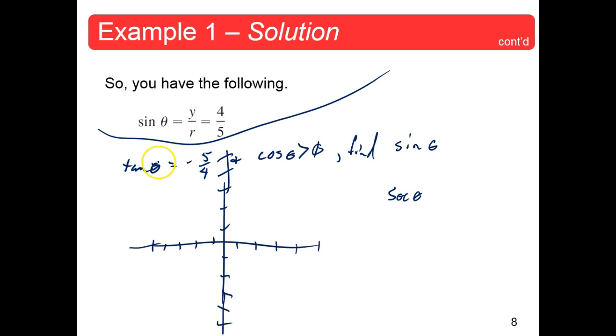Okay, and what is tangent, by the way? It's y over x. Okay, so this is y over x. And since you know you're in quadrant 4, you know the y is negative, so you go down 1, 2, 3, 4, 5, and the x has to be positive, 1, 2, 3, 4. There you are, Waldo, right there. Okay, this is the angle theta in quadrant 4. And since you know the y is negative 5, the x is 4, okay, what else can you determine? Yeah, and what's the r?